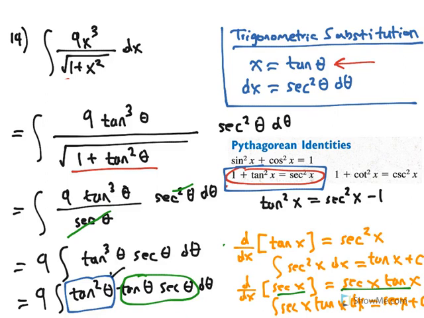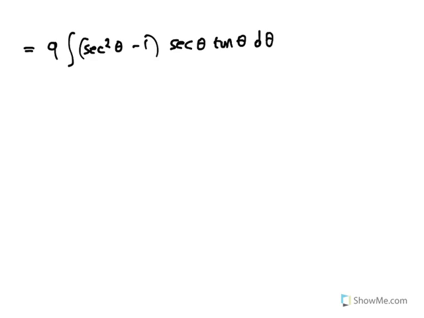And we're going to replace tangent squared theta with secant squared theta minus 1. So we have 9 times, and we're replacing tangent squared theta with secant squared theta minus 1. And we had tangent theta times secant theta, or you can write it in this order, d theta. And now we're going to do a regular u-substitution.